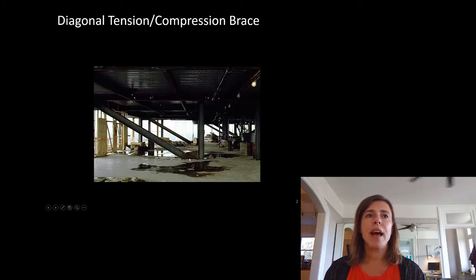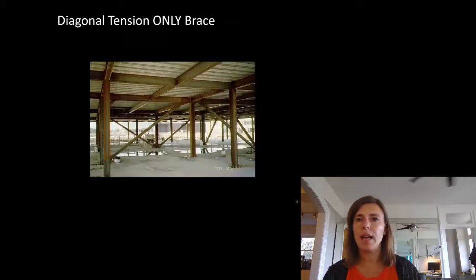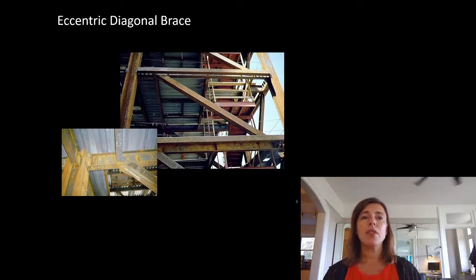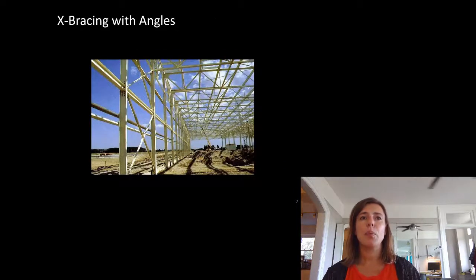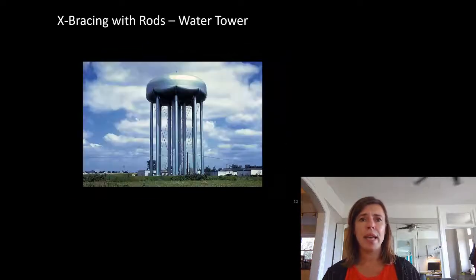Here is our diagonal tension compression brace. Again, we've already looked at all of these, so I'm just going to show them again in case any new ones pop up. Our diagonal brace detail. This one's the tension-only bracing, eccentric diagonal bracing, bracing with angles. I'm just going to flip through. I don't think there's any new ones.